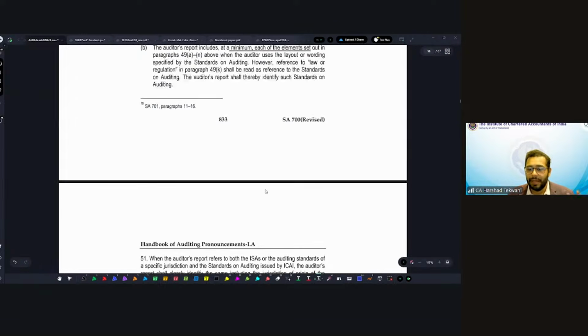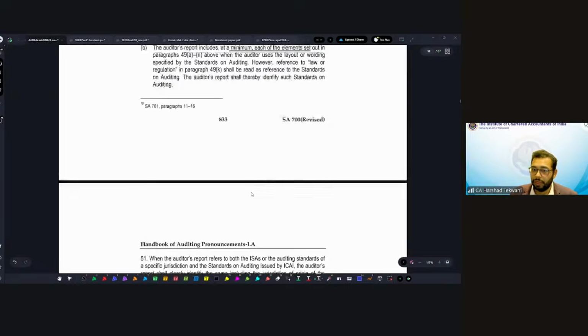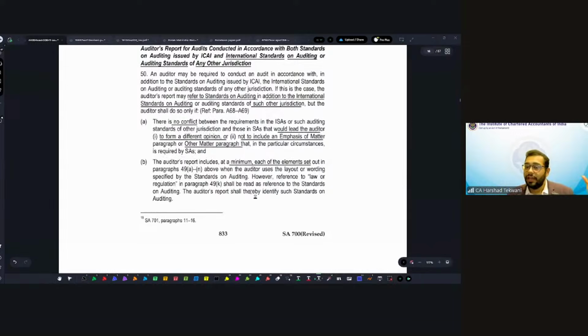Let's say, for example, here in our case, it was the international auditing standards. Then we specified who issued the international auditing standards. So that is something you need to specify: the origin of the other standards. In the section that we drafted, we specified that the standards were issued by the International Auditing and Assurance Standards Board. So you need to specify these things at the minimum.